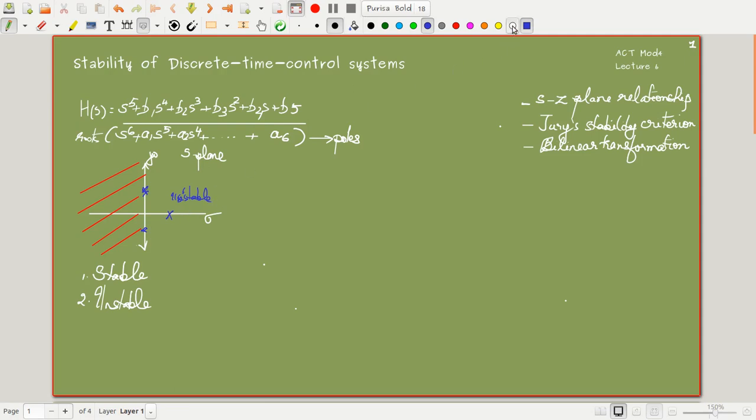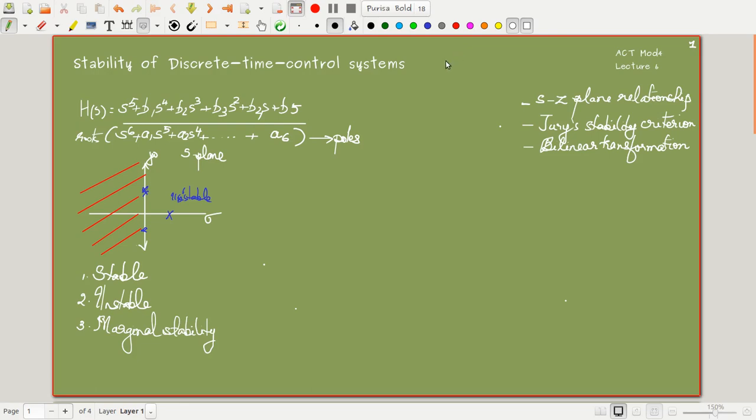And the third one is marginal stability. So when do we say that a system is marginally stable? When can we say that? We say that a system is marginally stable when there are simple poles on the imaginary axis and all the other poles are on the left of the imaginary axis.